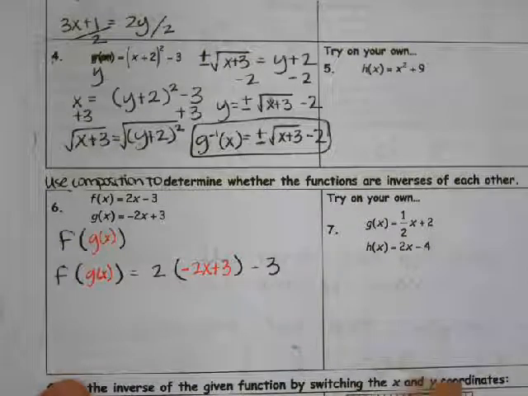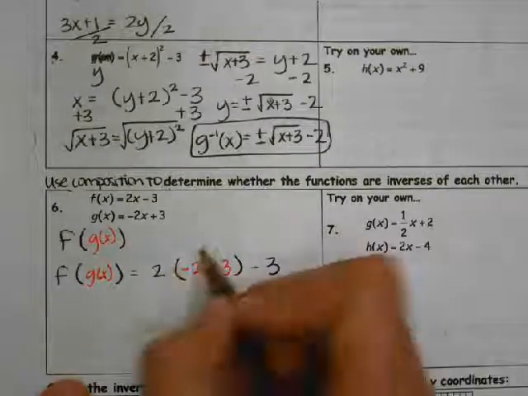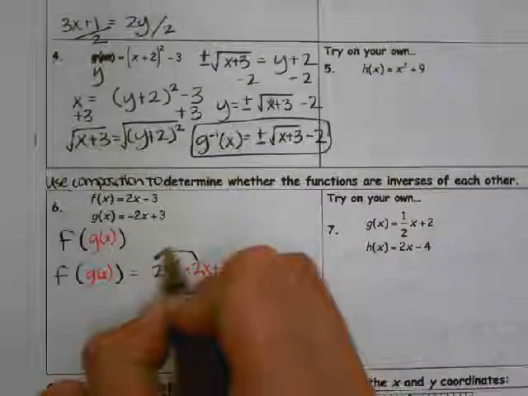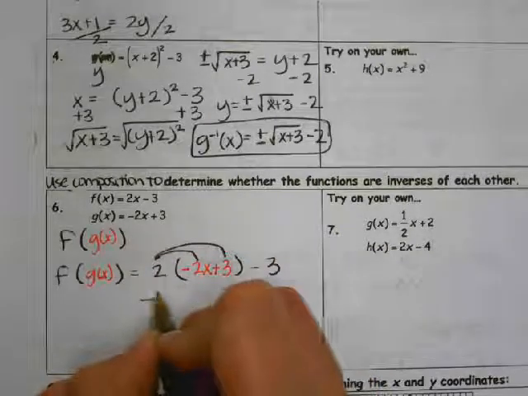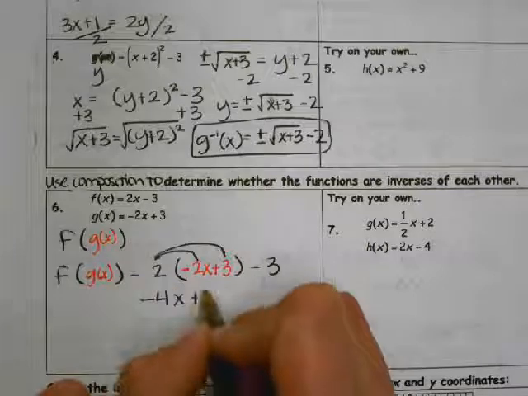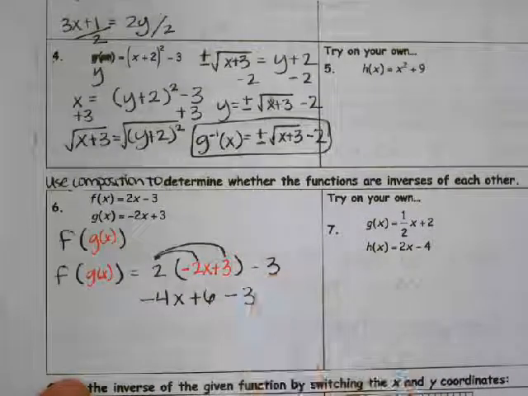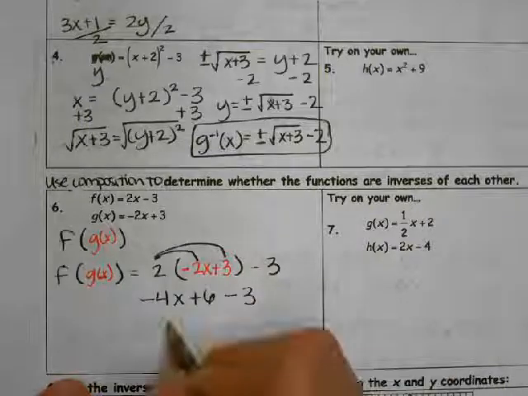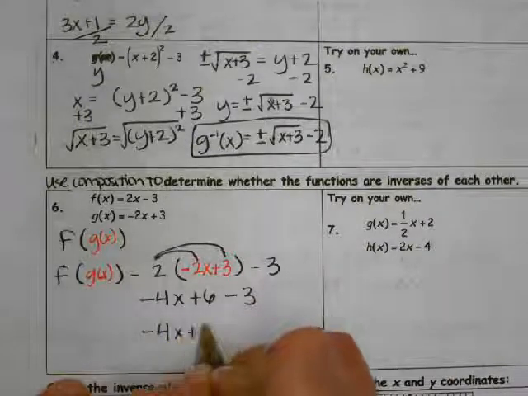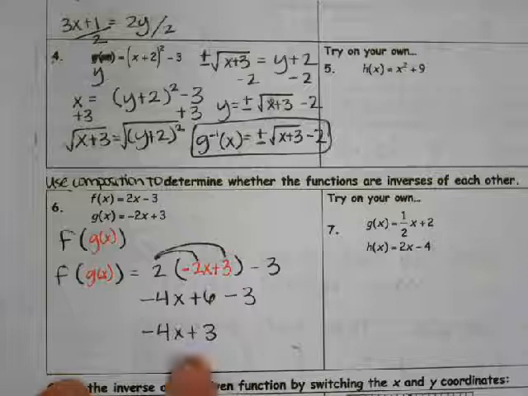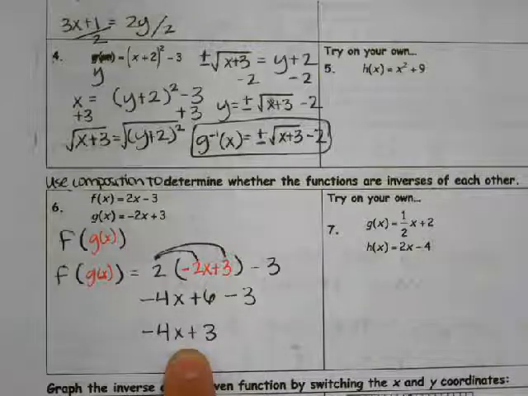That's it. So to simplify this, I'm going to get rid of my parentheses by distributing. And I get negative 4x plus 6 minus 3. That minus 3 was from the end. And that gives me negative 4x plus 3. And so this is not an inverse function. These two are not inverses of each other. It left the expression negative 4x plus 3.